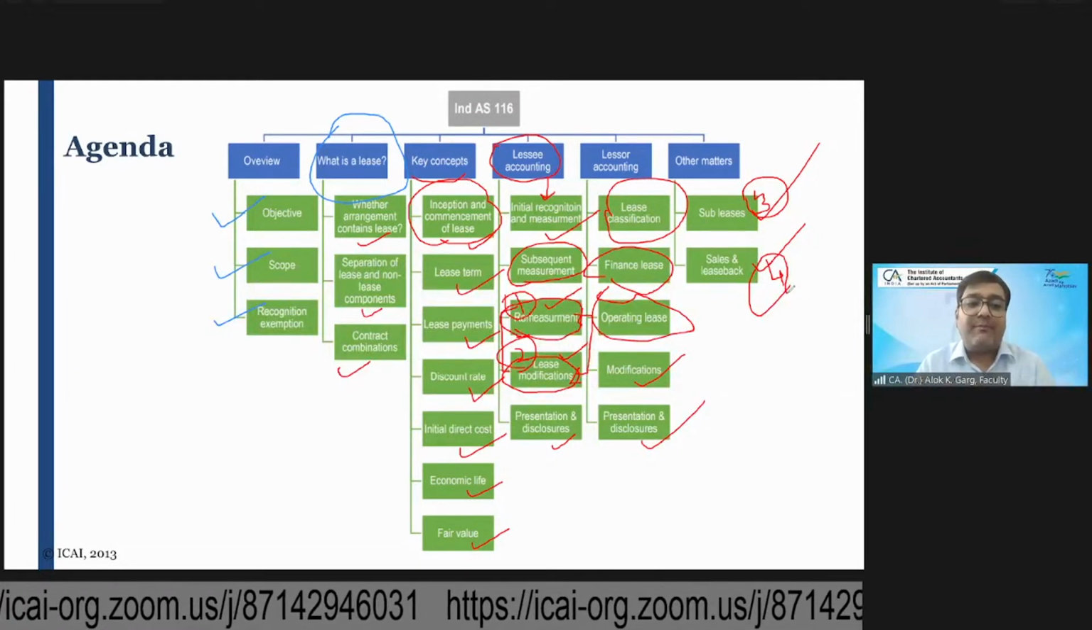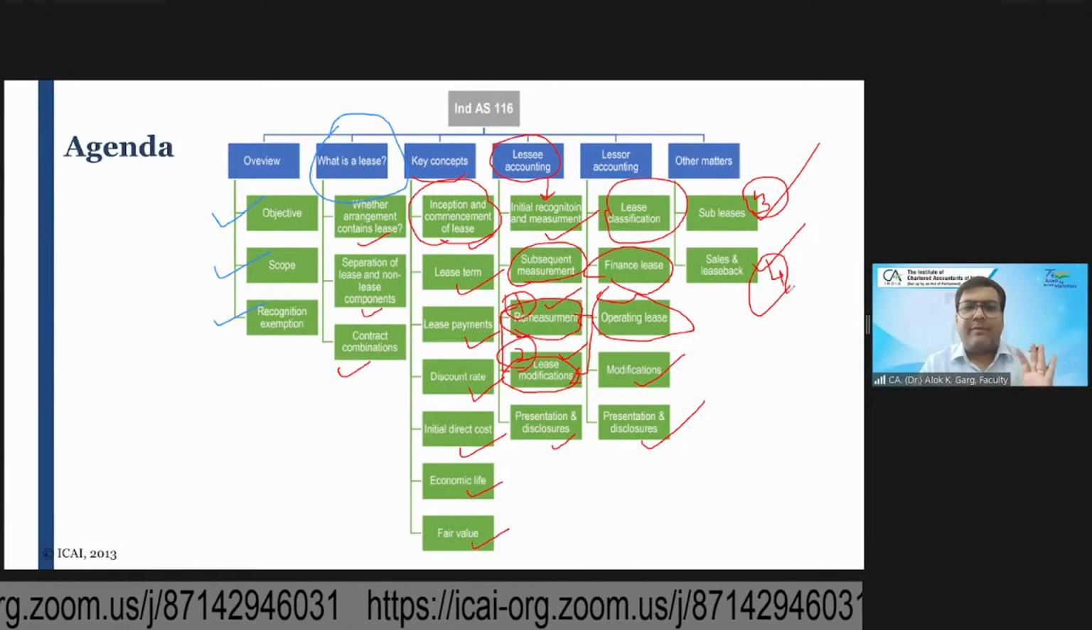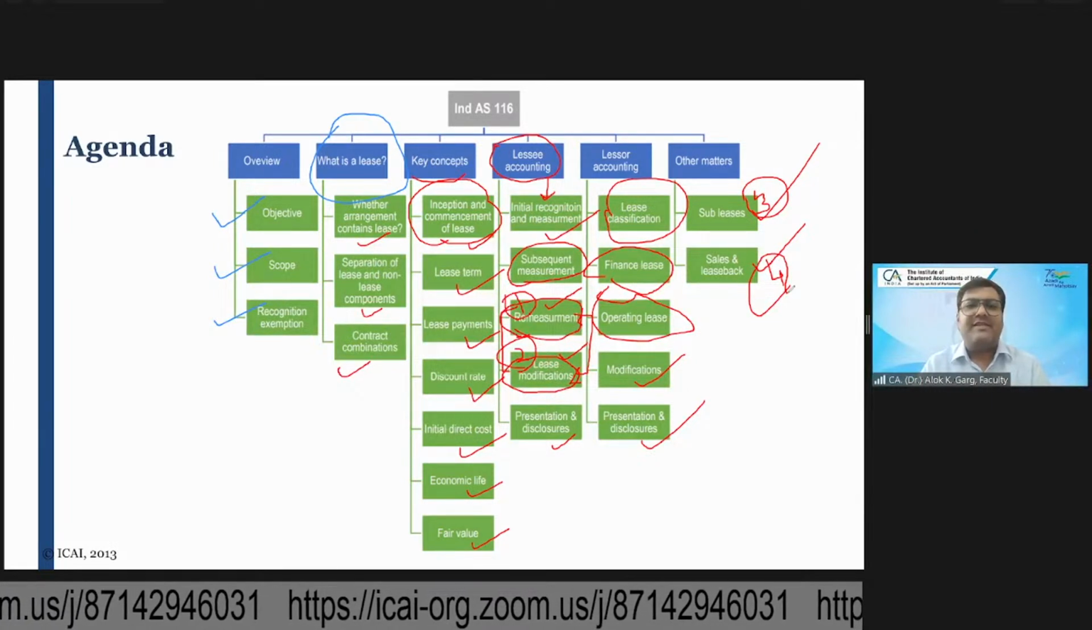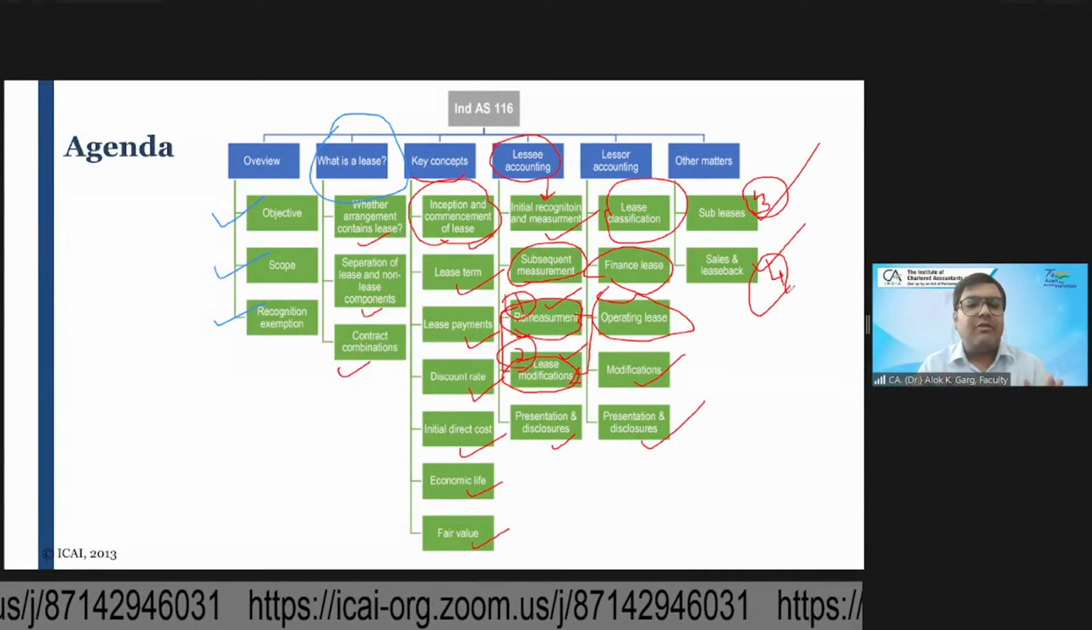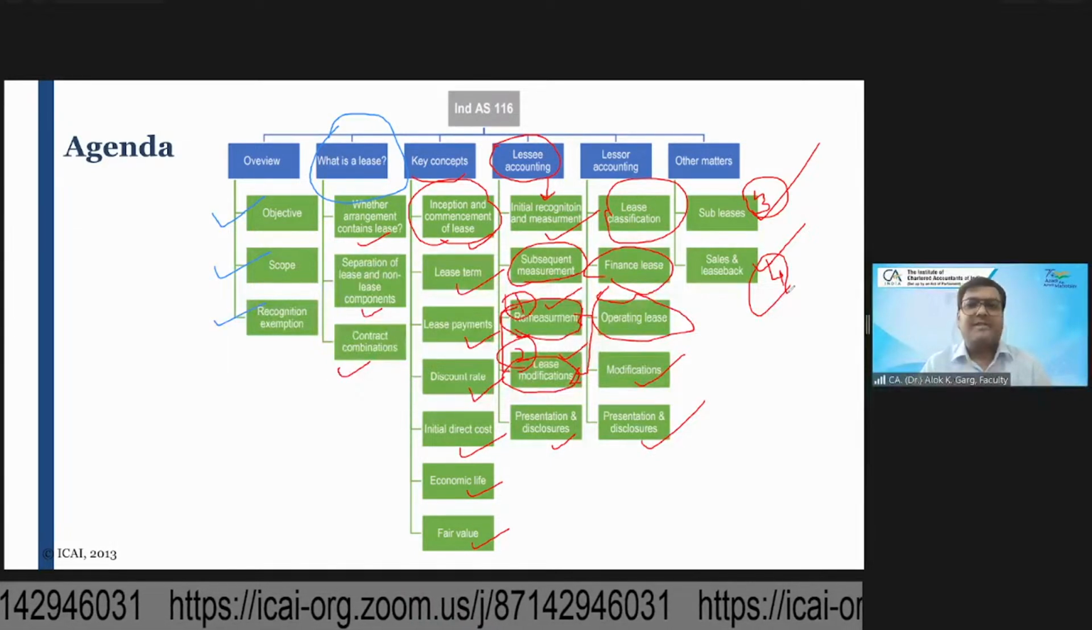Okay. If you practice these four critical aspects, and if you practice all the questions from the study material and all the questions from the revision test paper, probably you will be able to touch upon all the concepts of Ind AS 116.